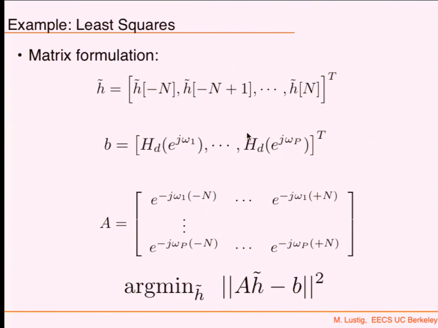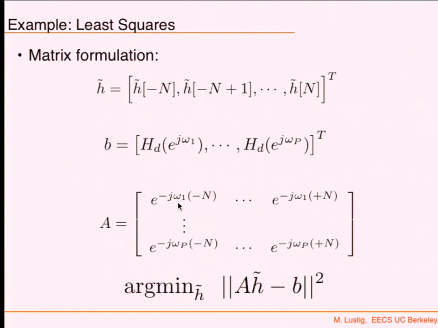This M plus 1 row vector here, if I multiply it by h, will give me the DTFT at omega sub 1. And so here I just need to put the values of the complex exponentials that would evaluate the discrete time Fourier transform. So it's e to the minus j omega 1 times minus N, and so on, till plus N. That's really the sum multiplied by this particular complex exponential. And so each row here, when I multiply this by h of n, evaluates the DTFT of h of n at omega sub 1, omega sub 2, omega sub 3, till omega sub P.